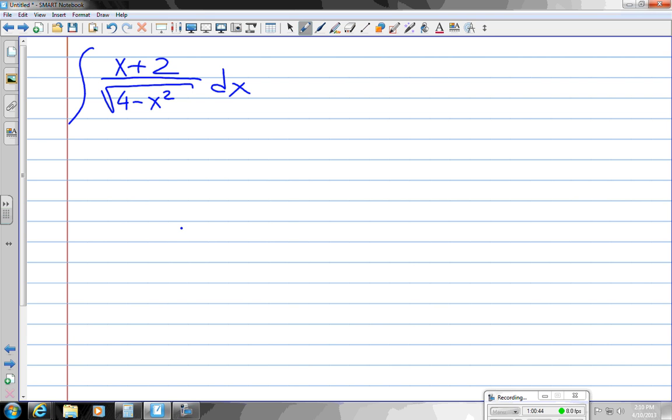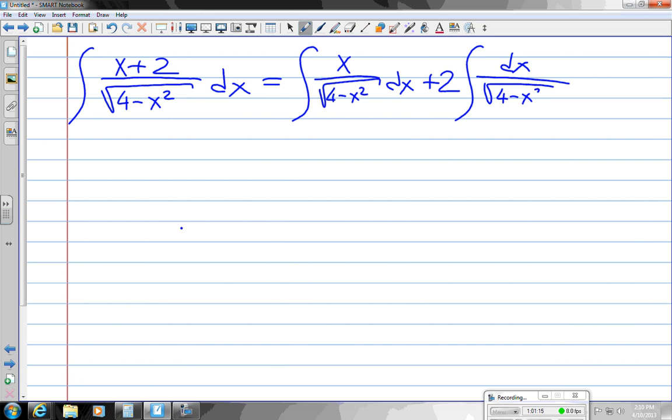So we already saw that square root. That looks like the square root that gave us the arcsine in one of the early examples we did today. But the numerator is all messy. But I can split that. I can make it into two functions. I can think of this as the integral of x over the square root of 4 minus x squared dx, plus 2 times the integral of just 1 dx over the square root of 4 minus x squared.